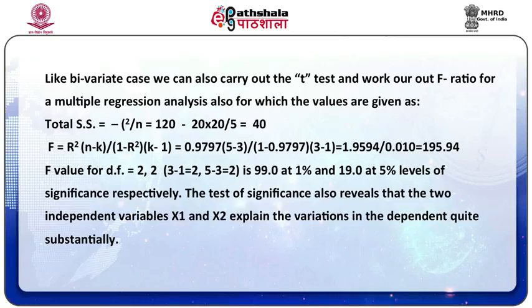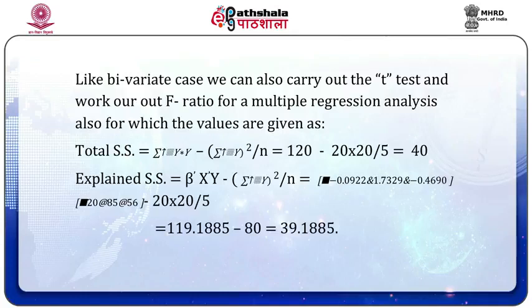Like bivariate case, we can also carry out the t-test and work out F ratio for a multiple regression analysis also, for which the values are given as total SS is equal to summation y into y minus (summation y) whole square upon n is equal to 120 minus 20 into 20 upon 5 is equal to 40.